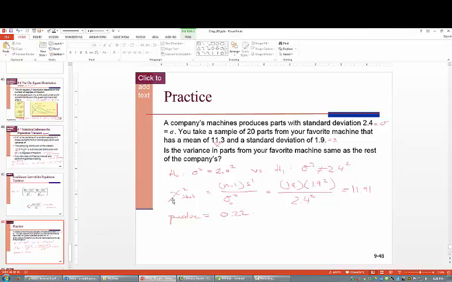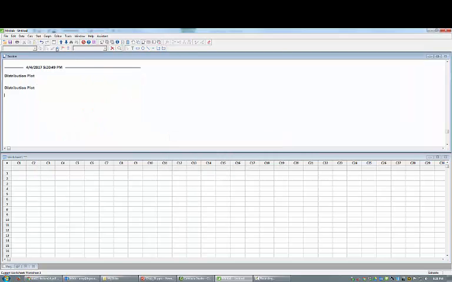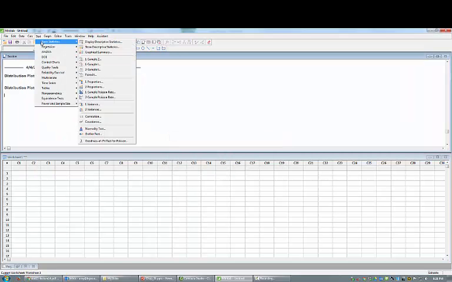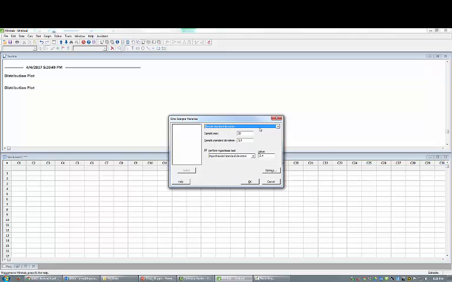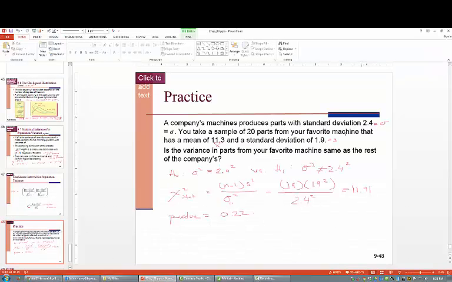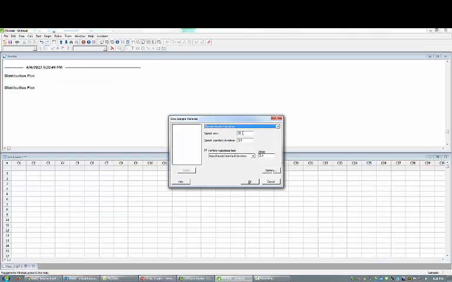Now let's see how to do all of this in Minitab. If we go to Stat, Basic Statistics, and then 1 Variance, it's a one variance test that we're doing. Using the drop-down menu, we're typically always going to use the summarized information. We have either the sample standard deviation or sample variance, whatever you want to put in. I just put in what's given in the question, and standard deviations are given. So S is given and sigma is given. My sample size is 20, and my sample standard deviation is 1.9.